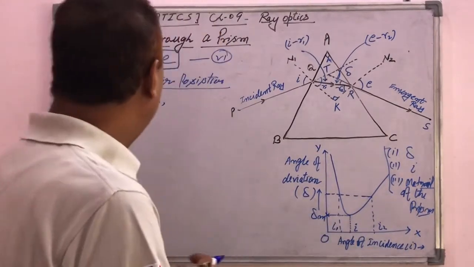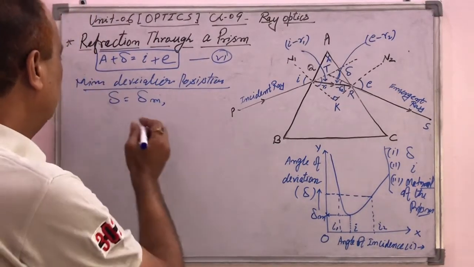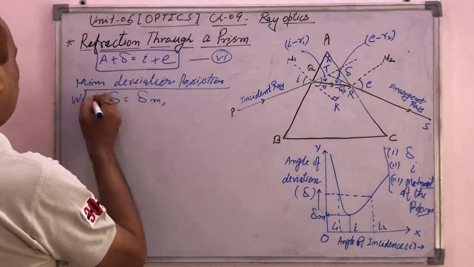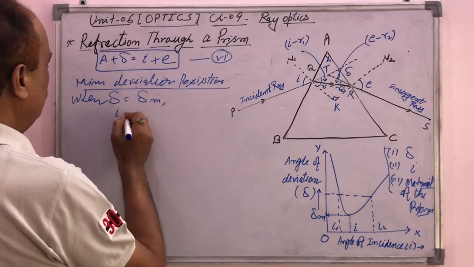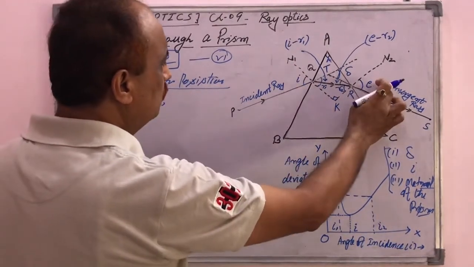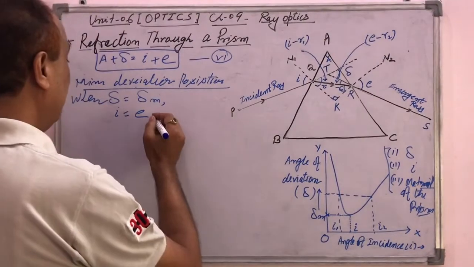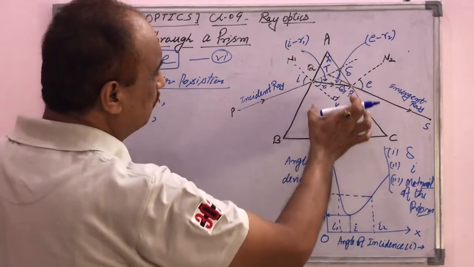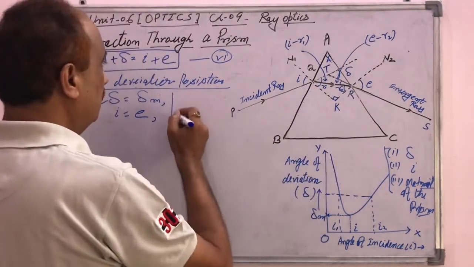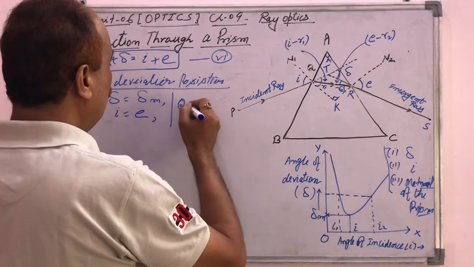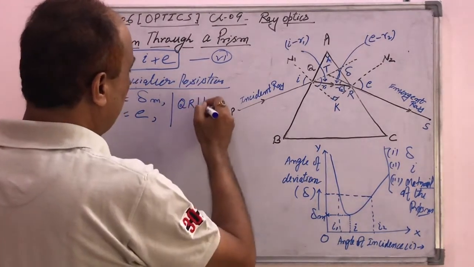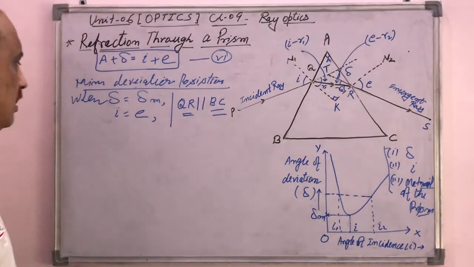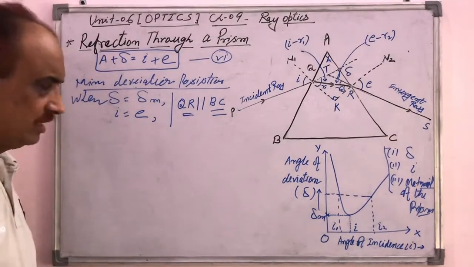Now to discuss the minimum deviation position, del should be equal to del m. In that condition, I should be equal to E, meaning the angle of incidence should be equal to the angle of emergence. And when I equals E, this ray QR, the refracted ray, should be parallel to the base of the prism. It means the refracted ray QR is parallel to the base of the prism BC. So these are the conditions for the minimum angle of deviation.